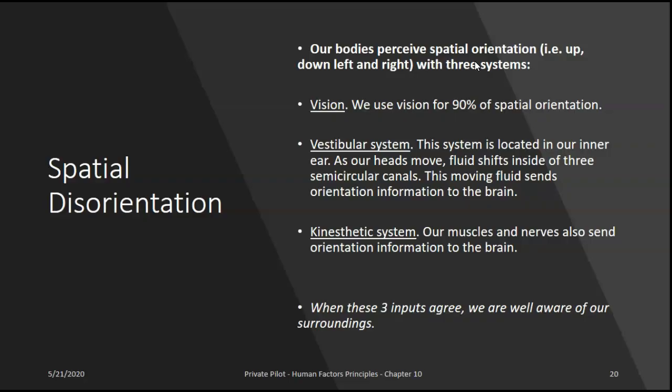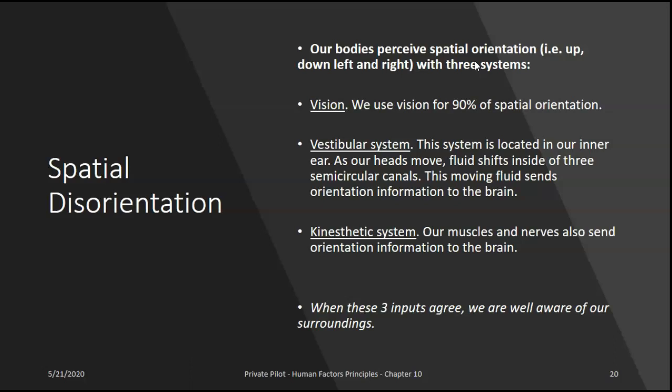One physiological problem that has led to many fatal accidents is spatial disorientation. Our bodies are designed to perceive our orientation in space using three major systems. The first and major system is our visual system. We use vision for 90% of our orientation in space.